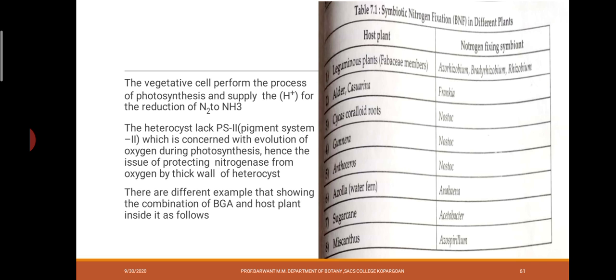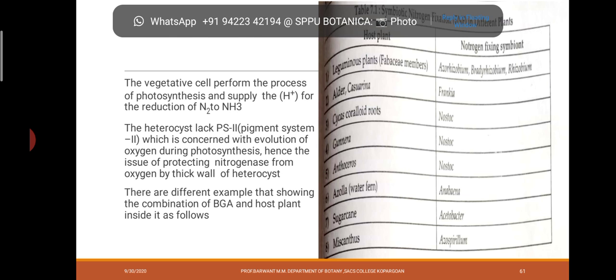There are different examples showing the combination of BGA and a host plant, as follows. The host plant performs the photosynthesis and supplies the H+ ion for the reduction of N2 to NH3.